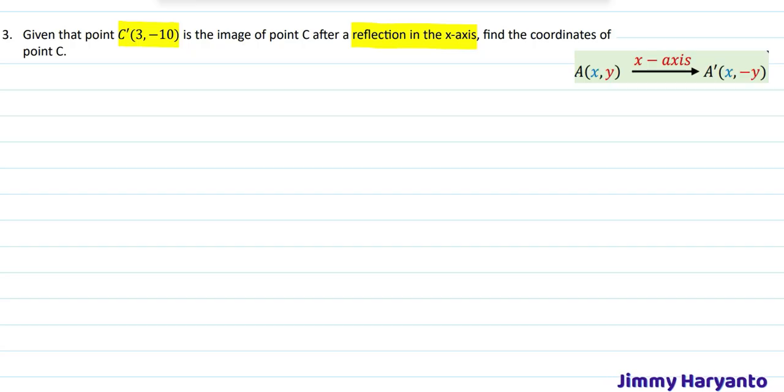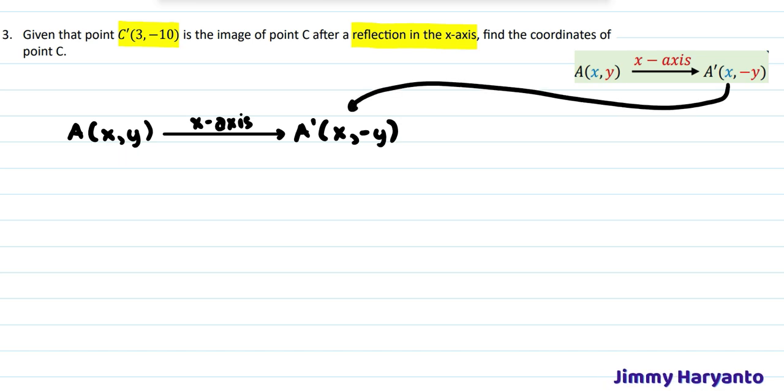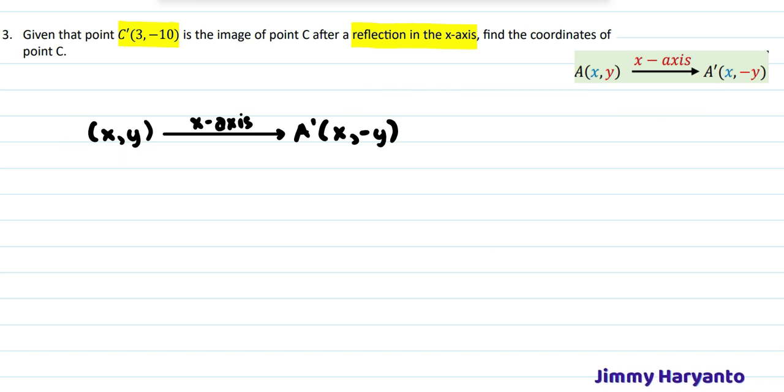So the original point is unknown in this question, but the way you write down the notation will stay the same like this. X-axis, and then the A prime is x comma negative y. According to the formula, the A prime will be x comma negative y. Because this question says the point is C, let's change the A into C. Okay, so the C prime is already given in the question. The C prime will be 3 comma negative 10.